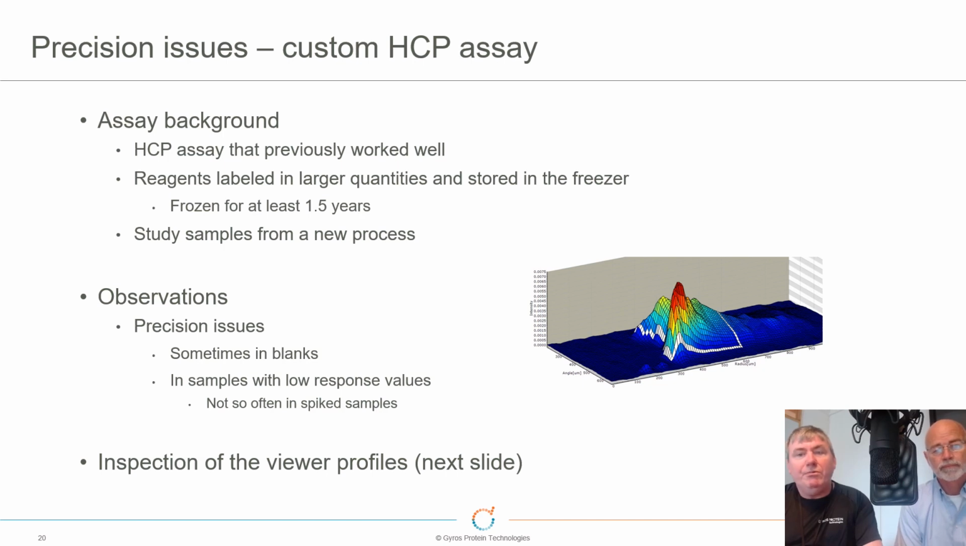So when we were looking at the viewer profiles, we can see precision issues, sometimes in the blanks, and there's also sample with low response values, so not so often in spike samples. Right. So again, this is where the use of the viewer system will allow us to really do a deep dive and troubleshoot the binding profiles. I think that I love the viewer, as you know. I think it's such an advantage. Absolutely.